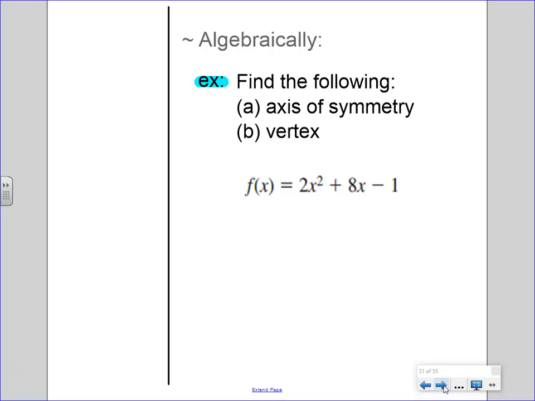What formula are we going to use for axis of symmetry? Negative b over 2a. And for the vertex, we still use x equals negative b over 2a. But we don't just need an x, we also need a y. So we'll figure that out. But first of all, axis of symmetry.